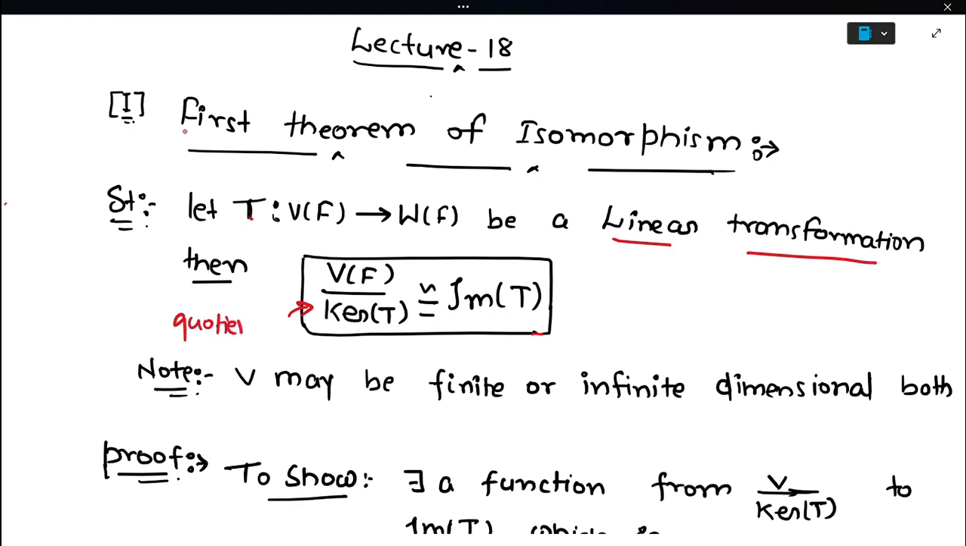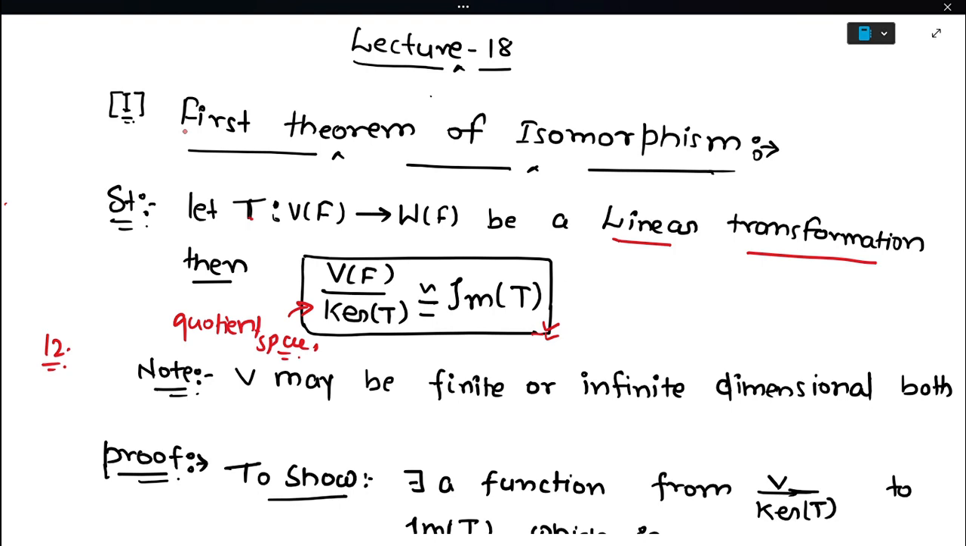Okay, so this is a quotient space. We have seen in my previous lecture that this is a quotient space and how the operations are performed in this space. If you don't know, then please visit my lecture number 12. You will learn how we add two elements in this space, and how we multiply a constant to a vector. Now in this lecture we will prove this theorem, that V by kernel of T is isomorphic to image of T.